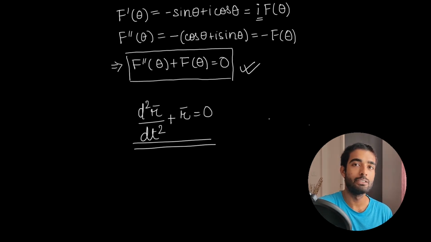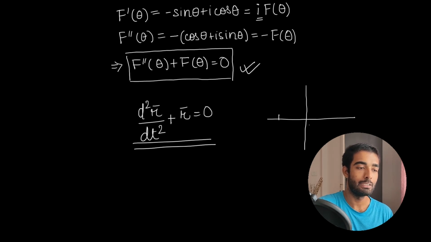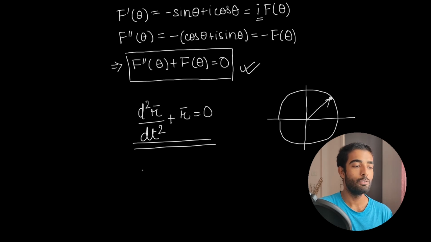we have studied this equation in circular motion, where this equation represents that the acceleration of any particle in a circle is actually directed opposite to the direction of the position vector. Now we are going to rewrite this equation in terms of y.